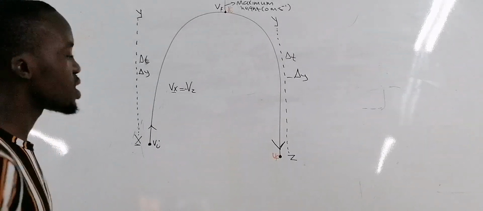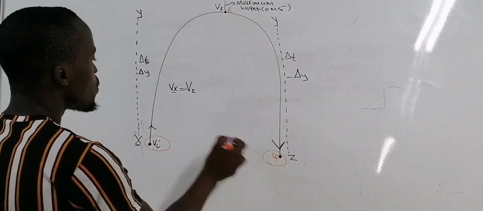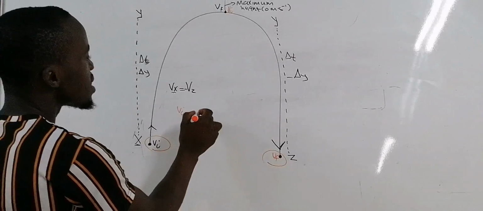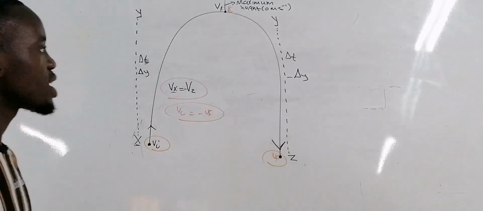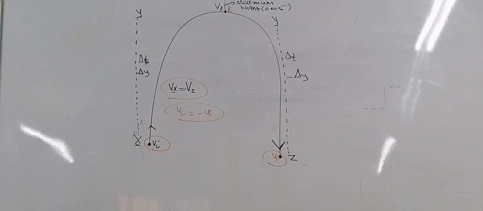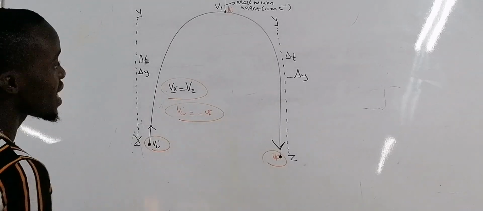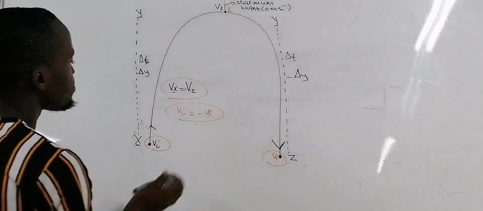It's very important. When we have this and this, we know that V initial equals negative V final. This is what I was explaining as I was talking about Vx equals negative Vz. So it's very important, guys. Make sure that you understand whatever I was explaining here.